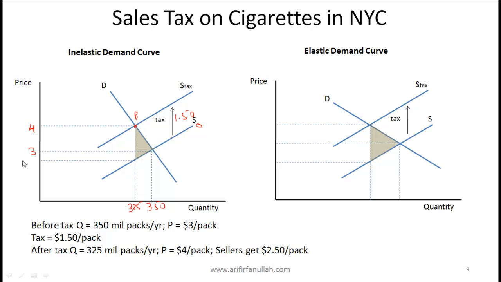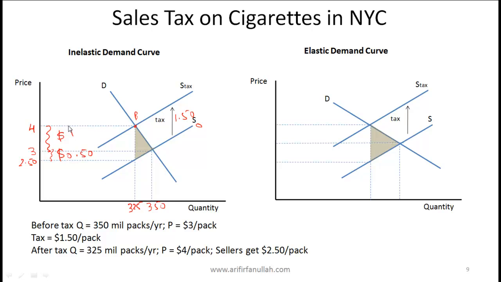So here is what's happening. Originally the price of the cigarette is $3. Now for the consumer the price is $4, and for the supplier the money that he gets is $2.50. So effectively how much more has the consumer paid per pack? The consumer has paid $1 more, and what's the loss to the supplier from $3 down to $2.50? The loss to the supplier is 50 cents. So what is the actual incidence of taxation? The actual incidence is that for the $1.50 tax, the consumer pays $1.